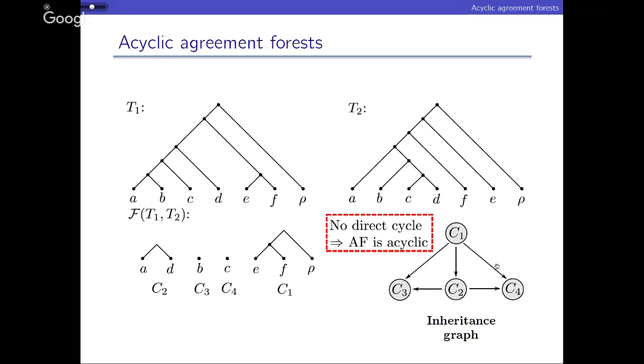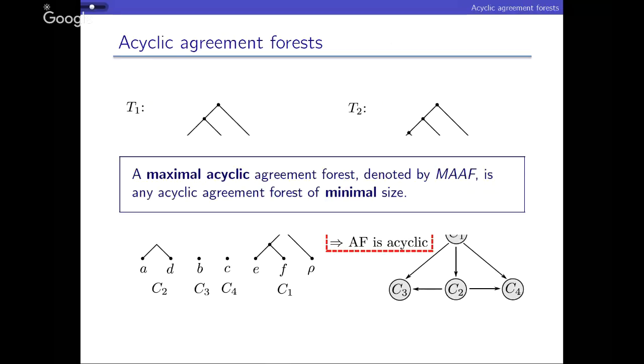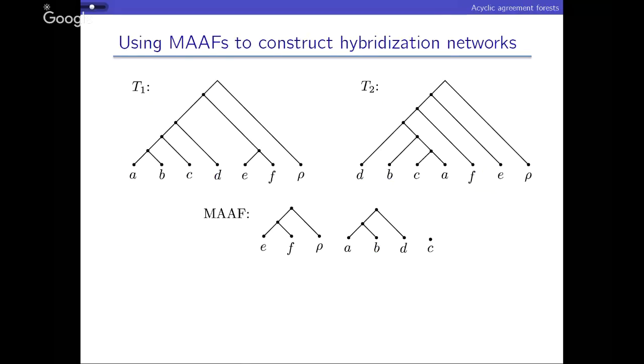And as soon as we have this inheritance graph, if it's acyclic, we have an acyclic agreement forest. And in this model, we ask for acyclicity of the inheritance graph because this permits us to not have directed cycles in the network, whereas we saw a rooted phylogenetic network is a DAG, a directed acyclic graph. So we need this inheritance graph to be acyclic. And we call a maximum acyclic agreement forest, that we also call MAF, any acyclic agreement forest of minimal size. We are interested in this MAF because we can use it to construct a hybridization network, by gluing together the components of the MAF into a hybridization network.